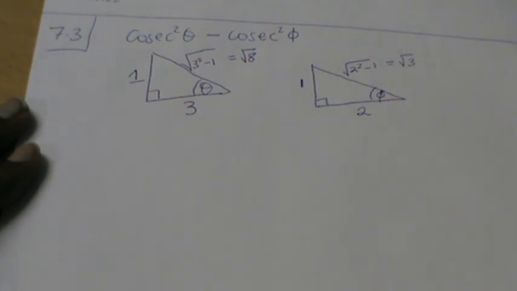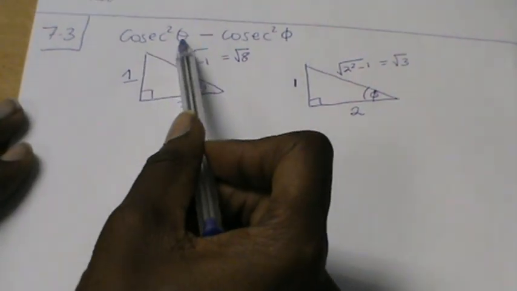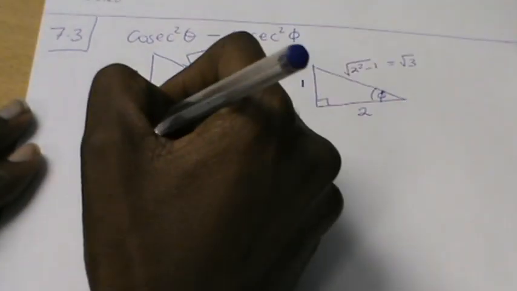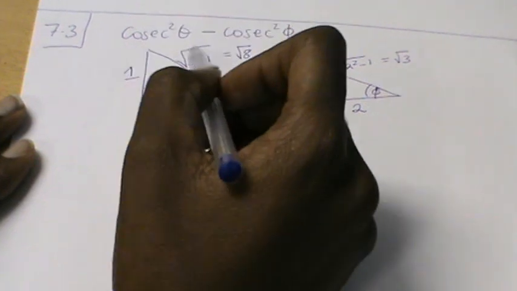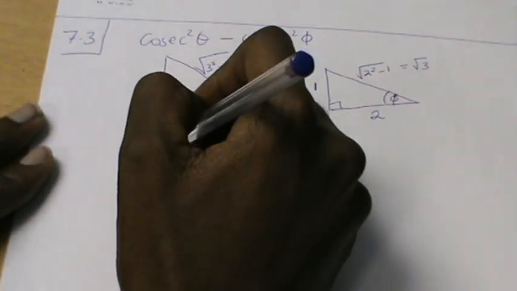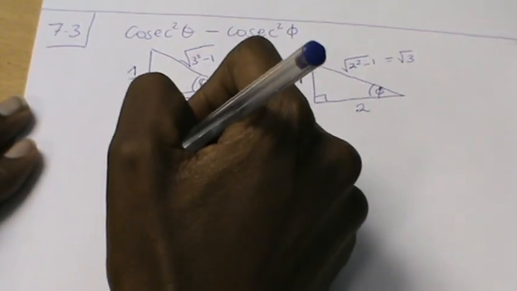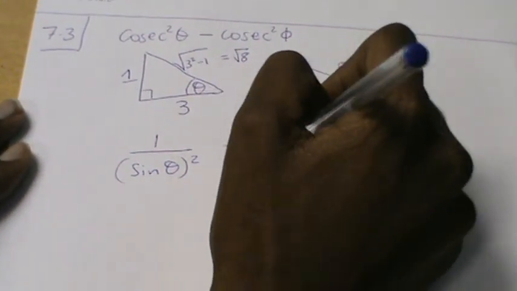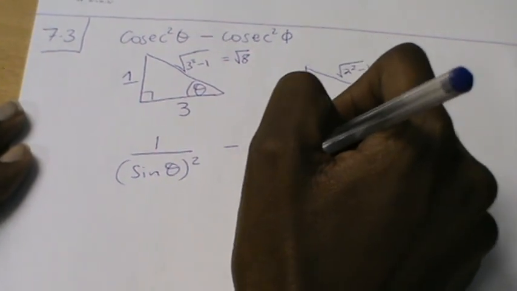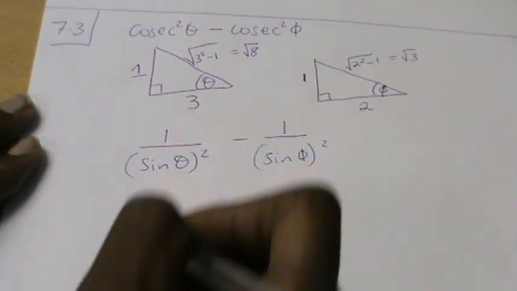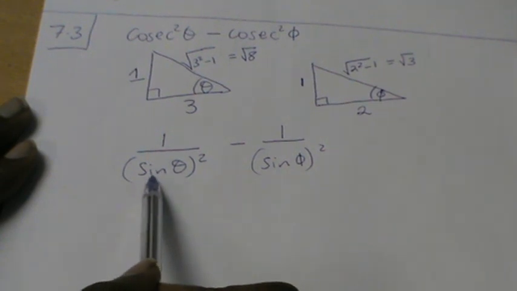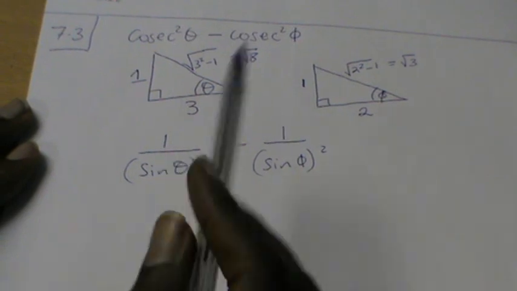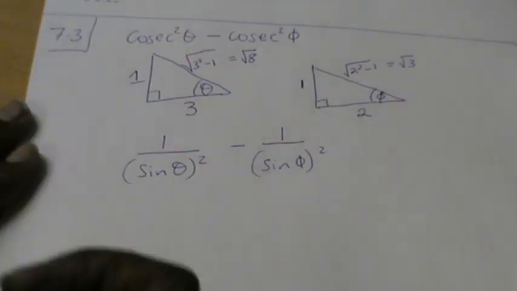Okay, so what am I asked to work out? Cosec squared of theta minus cosec squared of phi. So if I'm asked to find cosec squared of theta, this is 1 over sine of theta squared, minus 1 over sine of phi squared. Okay, so I just need to know what is sine of phi and what is sine of theta. I square them, divide them by 1, and then get my answer.